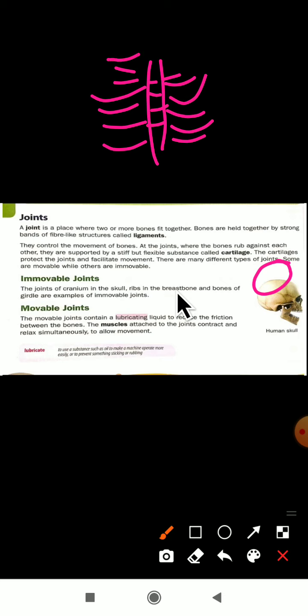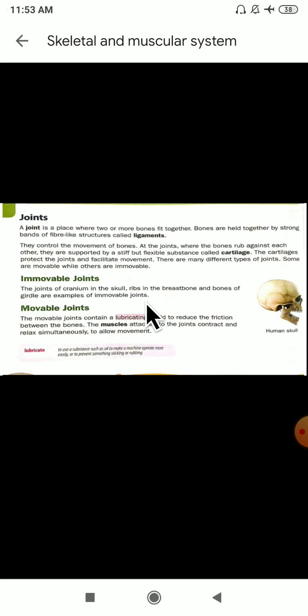Okay, next one. The bones of a girdle are examples of immovable joints. Nothing but these joints will not move here. The cranium in a skull, ribs in the breastbone, and the bones of a girdle. These joints will not move here. So these are examples of immovable joints.